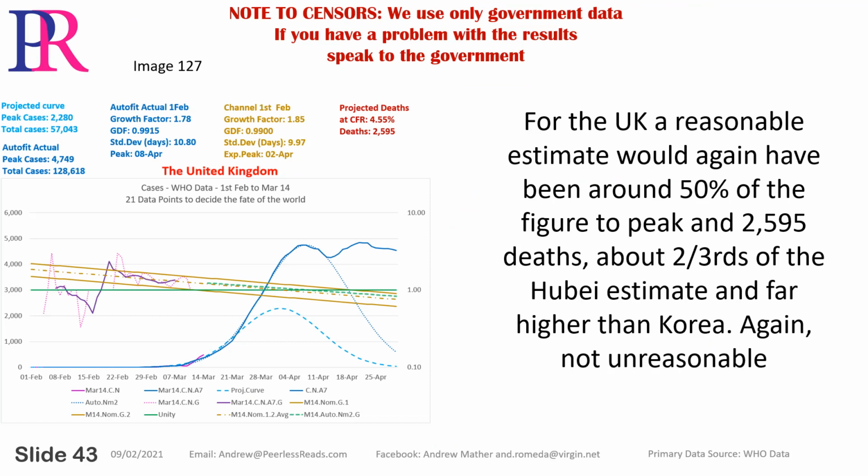For the UK, a reasonable estimate would again have been around 50% of the figure to peak and 2595 deaths, about 2/3 of the Hubei estimate and far higher than Korea. Again, not unreasonable.